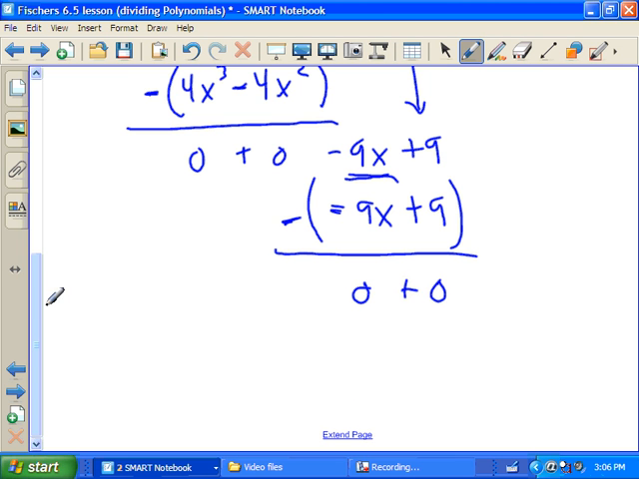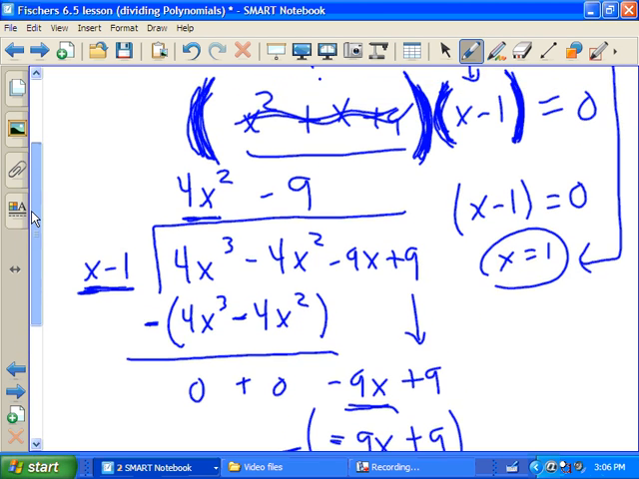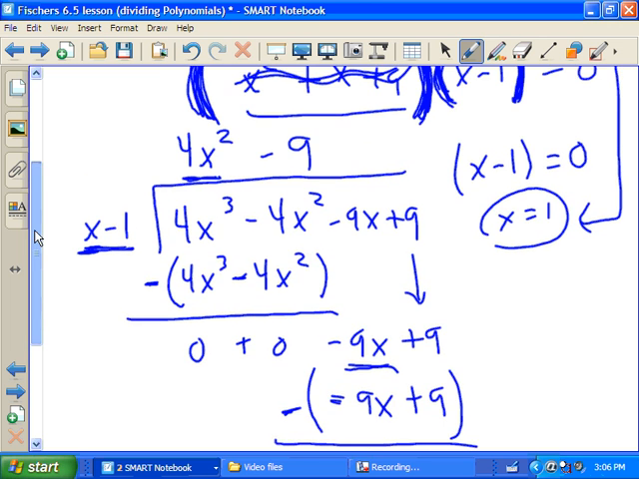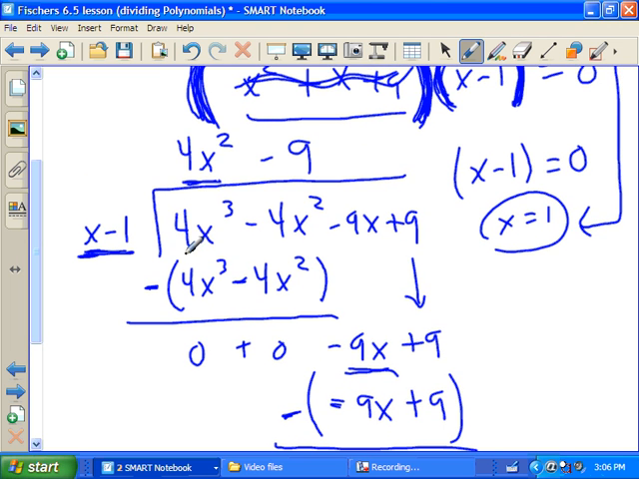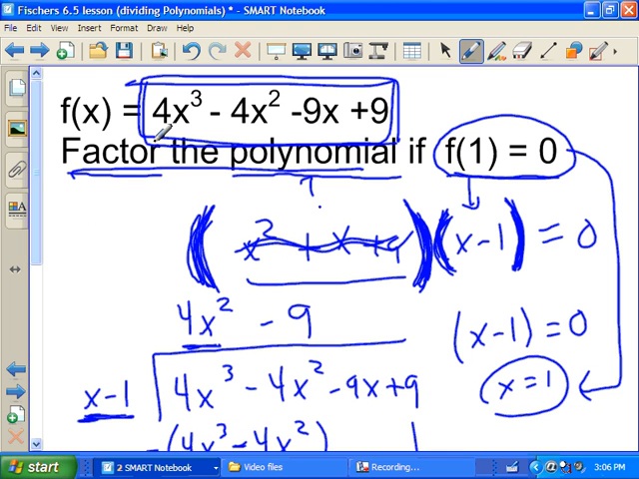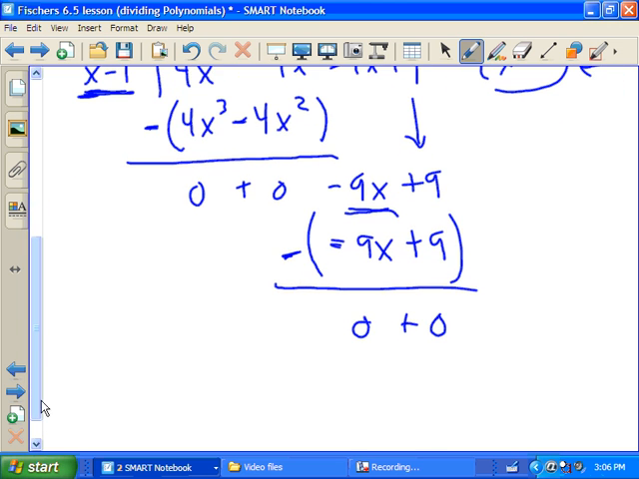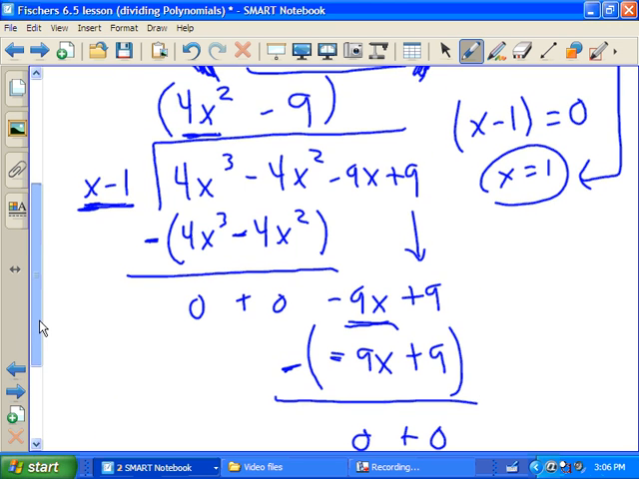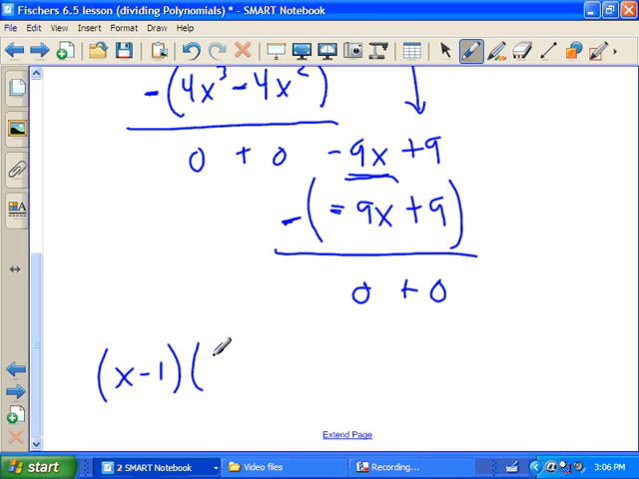Folks, this is very unique. This tells me there is no remainder. These two things factor perfectly. So this huge polynomial here, the one in my original equation, when I divide by x minus 1, I get this answer here, which means my factoring now looks like this. x minus 1 and whatever my answer was here, 4x squared minus 9.